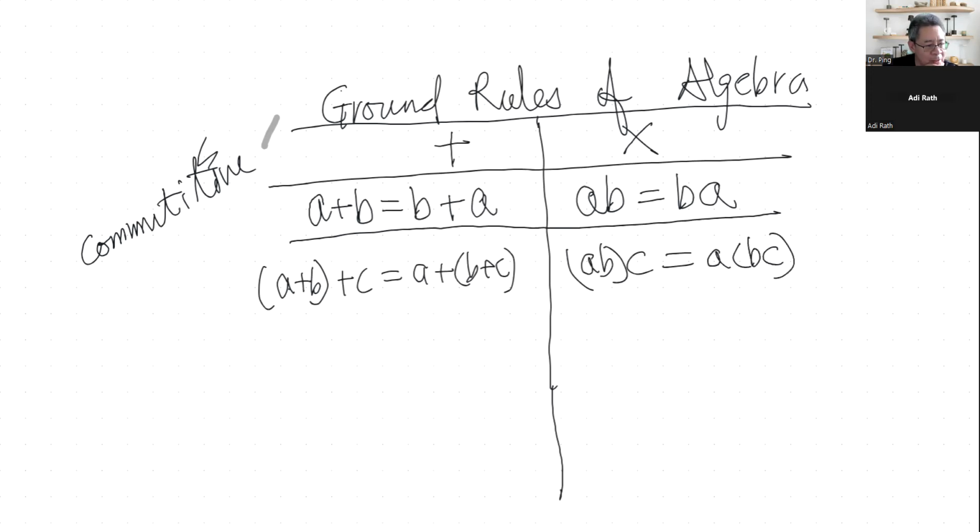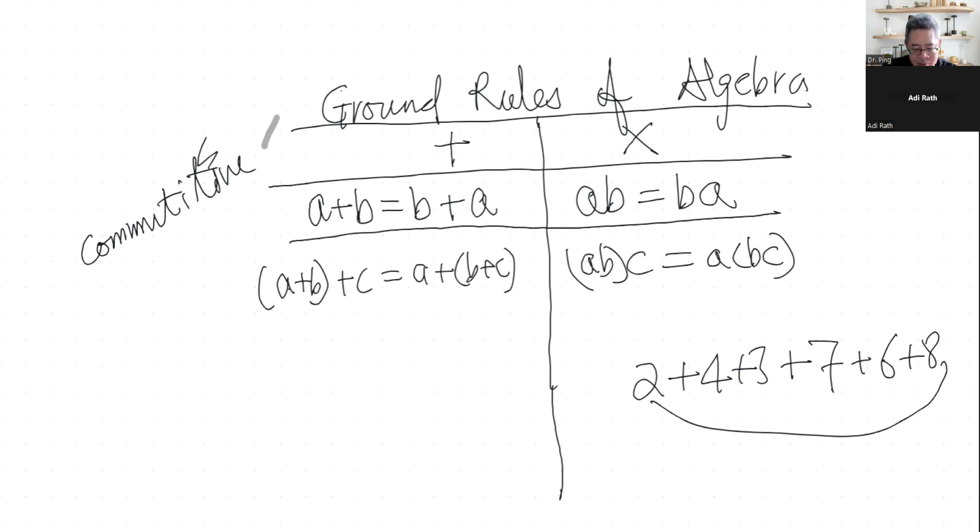For example, if we have 2 plus 4 plus 3 plus 7 plus 6 plus 8, I can do 2 plus 4 plus 3, but I can just do 2 plus 8 is 10, 4 plus 6 is 10, 3 plus 7 is 10. So I get 30. I can get that pretty quickly.